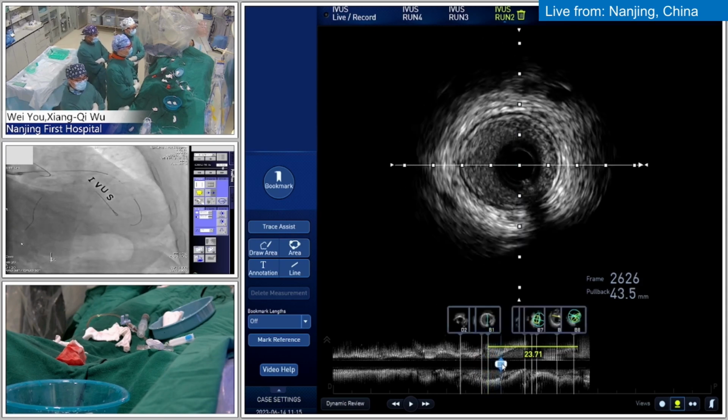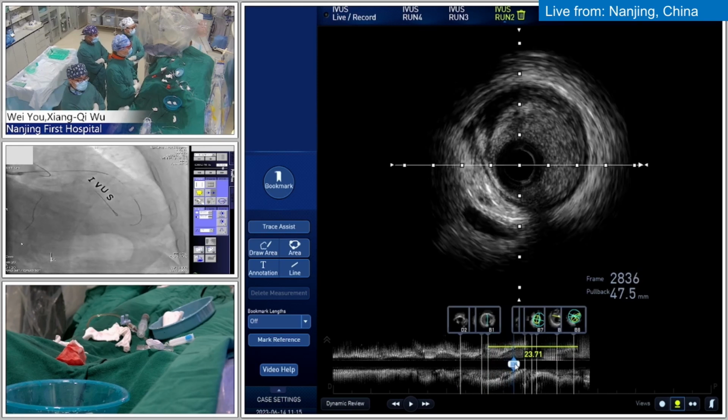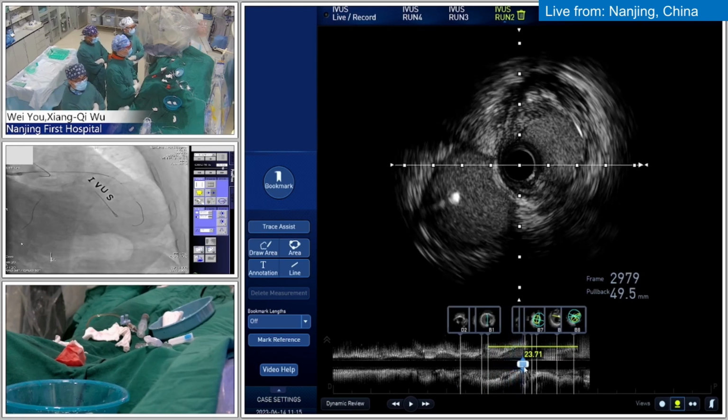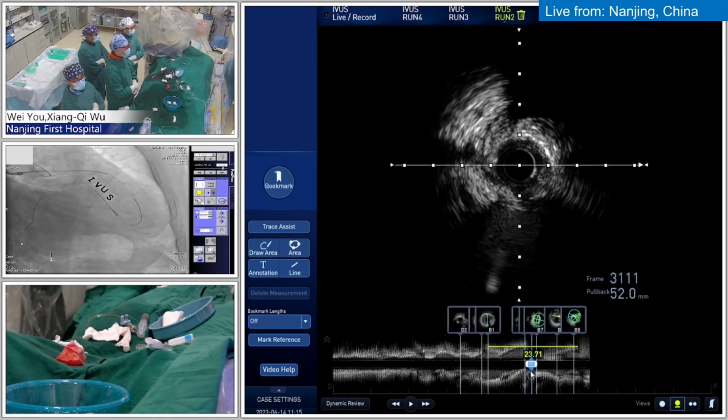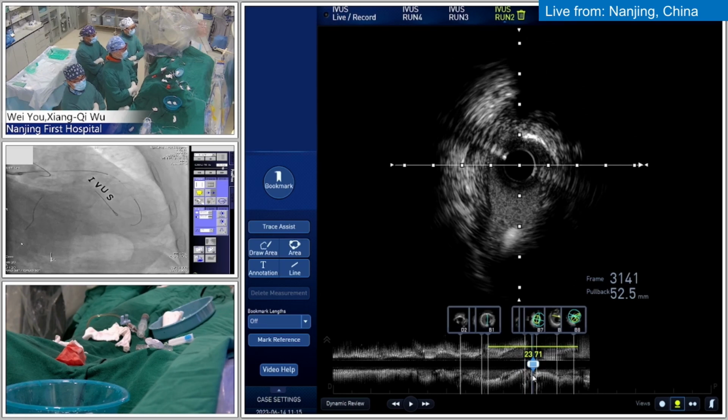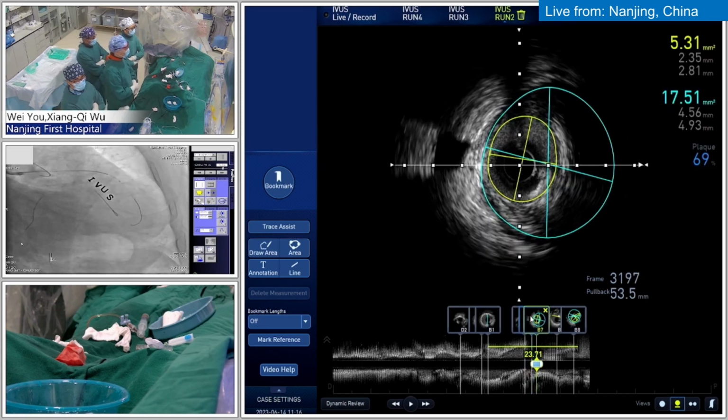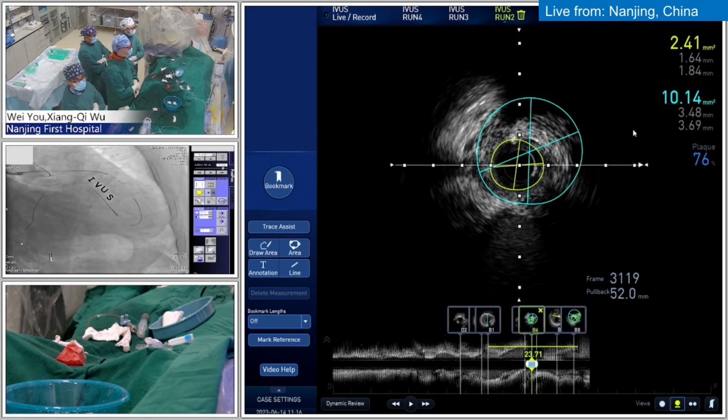Then go and pull back, we can see eccentric plaque. And here we can see the first diagonal coming off the LAD. Then go and pull back. Here we can see the circumflex coming off the LAD. This is the ostium LAD. The ostium LAD area is about 2.4 millimeter square, and the plaque burden is about 76%.